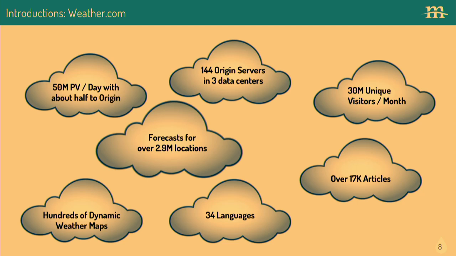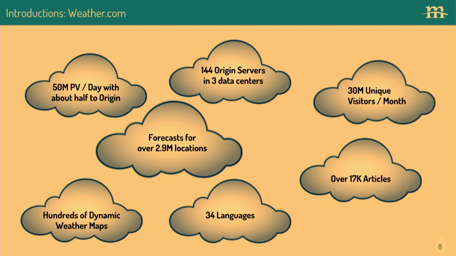But one of the other things that makes weather.com really unique is not just that it has high traffic, but it has high variability in traffic. So an average day, maybe 50 million page views, but when a major weather event occurs, like a big hurricane or something, that can spike up to 800 million. And so even the 144 origin servers they had during major weather events couldn't keep up with the traffic they were receiving.